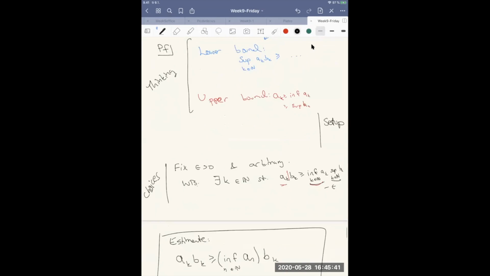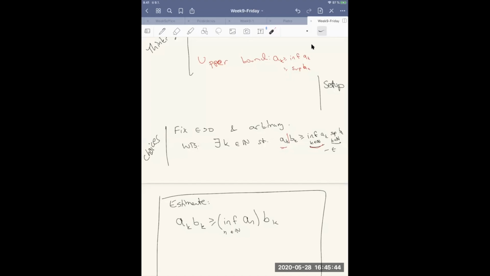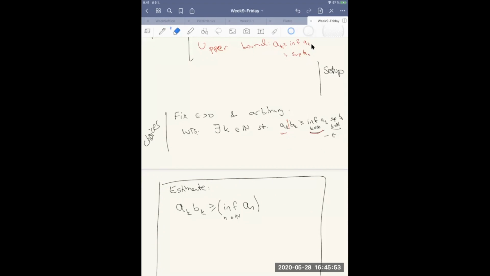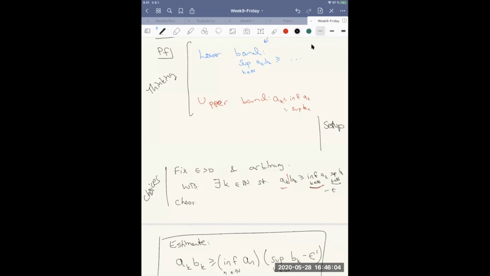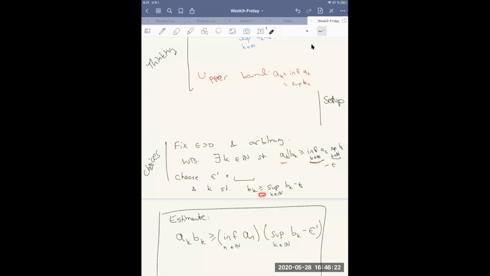So if we apply this other way of looking at it, then for b_k here, we can choose a k so that what we get here is the supremum over n of b_n minus some epsilon prime. So let's choose epsilon prime, and we'll say like this soon, and a k such that b_k would be bigger than or equal to the supremum over all k minus epsilon. And we have to do this choice because we're going, again, kind of the wrong direction.